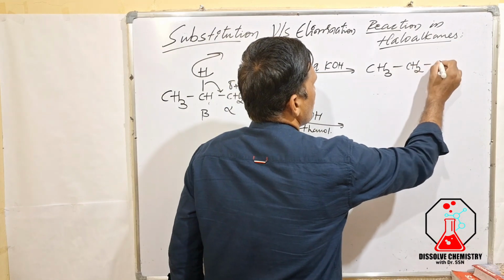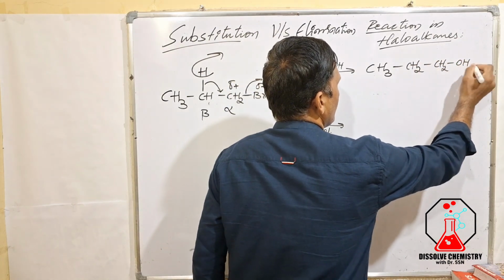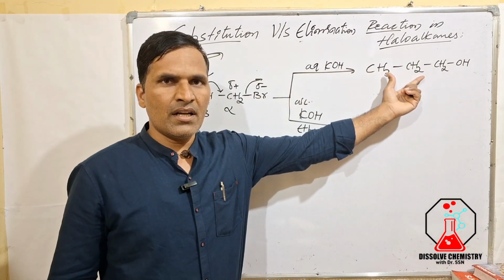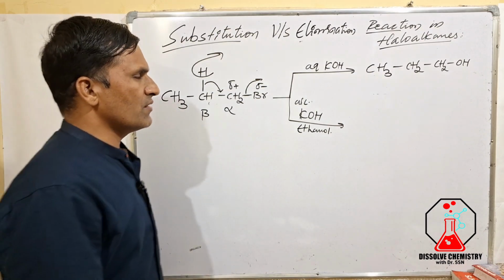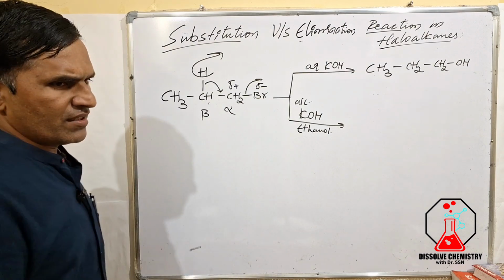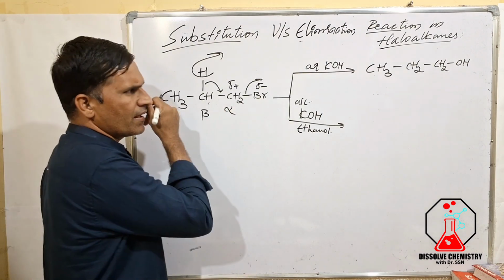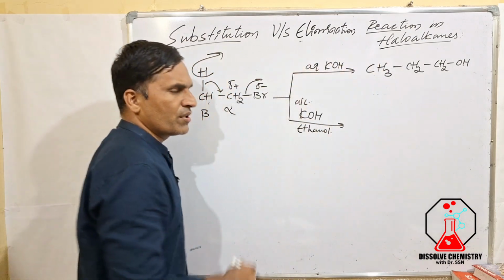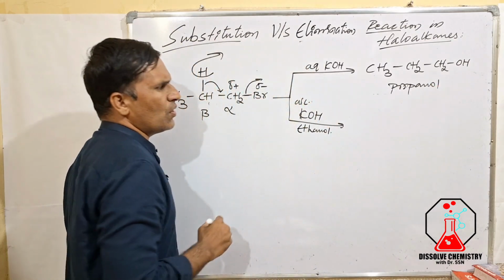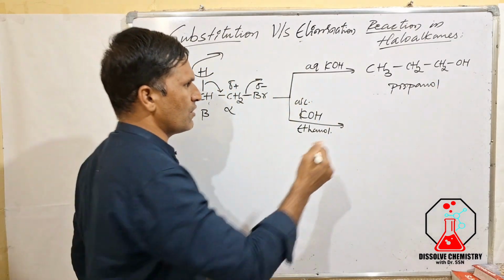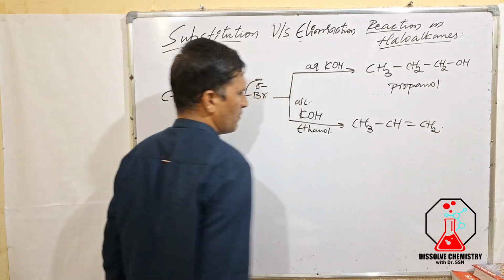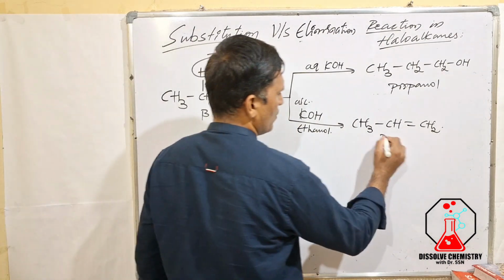CH3, CH2, CH2OH. The detailed mechanism of this nucleophilic substitution reaction, I have already mentioned, you can go through the SN1 and SN2 mechanisms and you will get it. Now there is a competition between these two. If I use aqueous KOH, we are going to end up with propanol, and if we take alcoholic KOH, it makes a lot of difference, as your product will be propene, CH3-CH=CH2. So what is this? This is called propene.